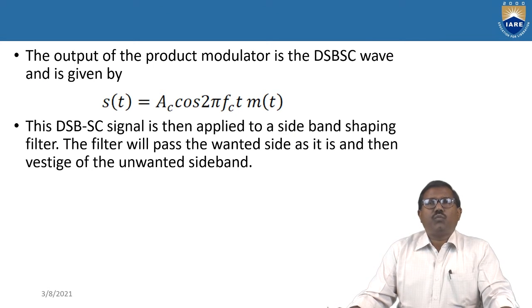The output of the product modulator is the DSBSC wave, given by s(t) = Ac cos 2πfct · m(t). This is just the product of the message signal and the carrier signal. Now we apply this DSBSC wave to the sideband shaping filter. This filter will pass the wanted sideband and a vestige of the unwanted sideband. That means one band is fully sent and for the other band only some part is sent. That is called the vestige.